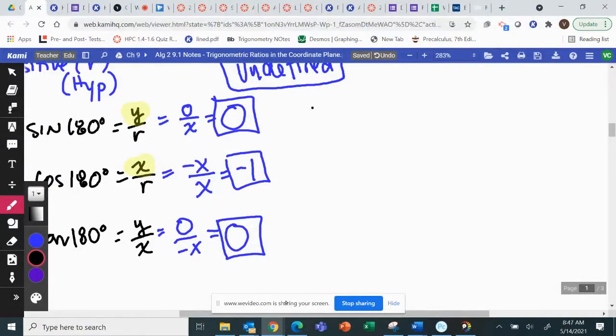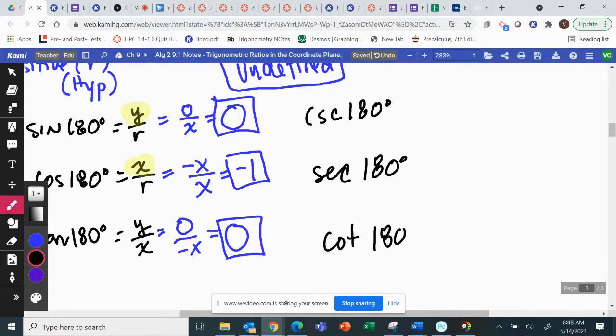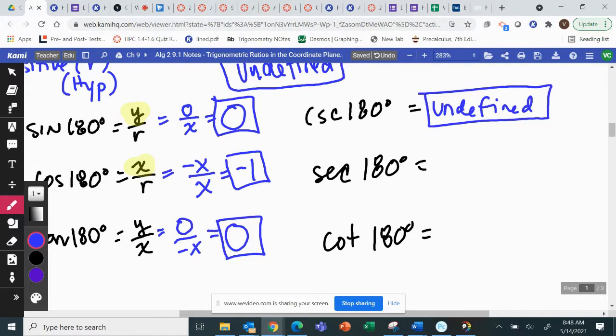Okay, then we're going to flip, flip, flip. Cosecant, secant, and cotangent. Okay, Ryan, what will be cosecant? Undefined. Perfect, undefined. Ella, what will be secant? Great, -1. And Sophie, cotangent? Undefined, excellent.